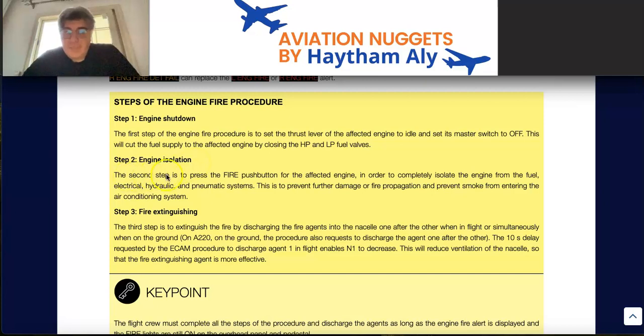The second step is to press the engine fire push button for the affected engine in order to completely isolate the engine from the fuel. Releasing the fire push button confirms the closure of the low pressure fuel valve. IDG de-energize, hydraulic cut off, pneumatic system cut off. This is to prevent further damage or fire propagation and prevent smoke from entering the air conditioning system.